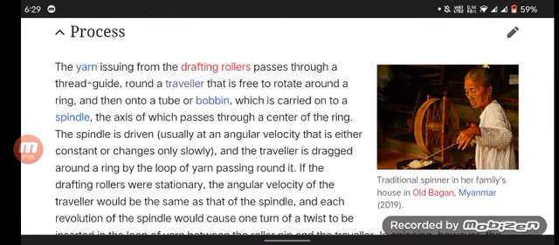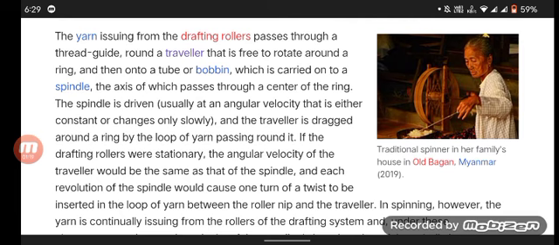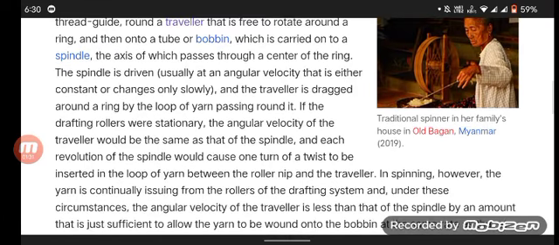The ring spinning process: The yarn issuing from the drafting roller passes through a thread guide, around a traveler that is free to rotate around a ring, and then onto a tube or bobbin, which is carried on a spindle, the axis of which passes through the center of the ring. The spindle is driven at an angular velocity that is either constant or changes only slowly, and the traveler is dragged around the ring by the loop of yarn passing around it.